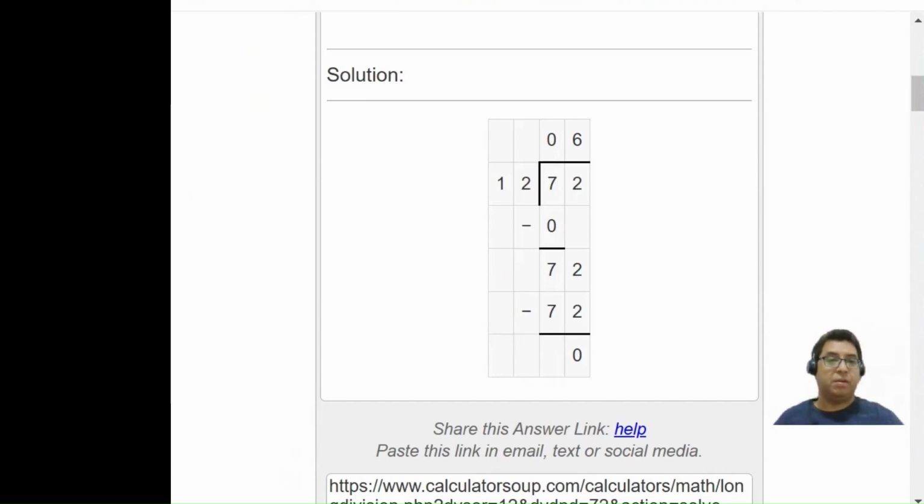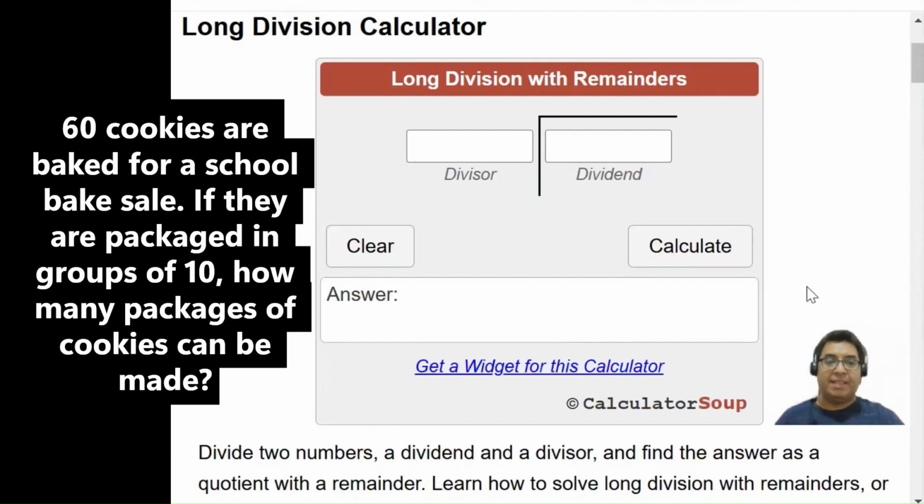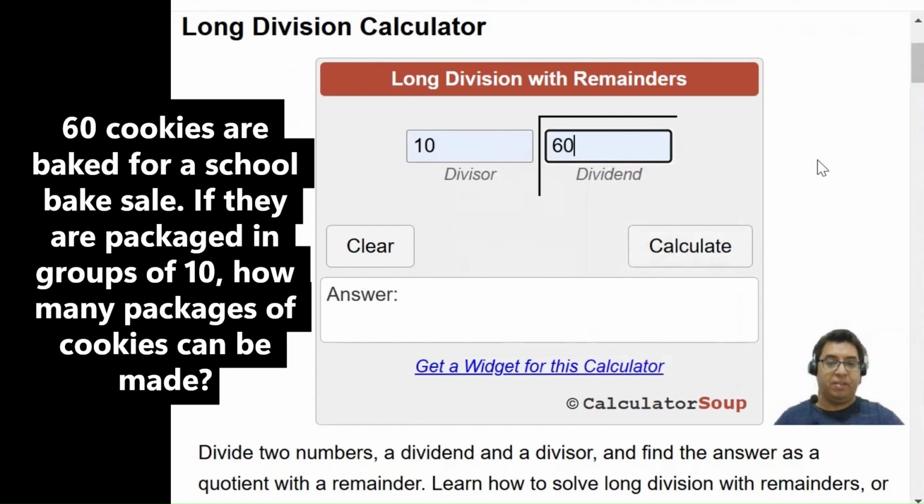Let's look at the next problem now. And for the next problem, we have 60 cookies are baked for a school bake sale. If they are packaged in groups of 10, how many packages of cookies can be made? So let's go ahead, for our divisor, we're going to put 10. And then for the dividend, we're going to put 60. So what's 60 divided by 10 going to be?